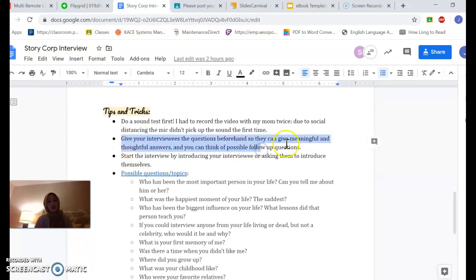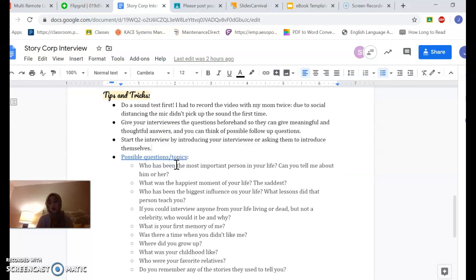You also want to give your interviewees the questions beforehand. So just tell them, hey, these are the questions I'm going to ask you. Think about your responses. It'll be more meaningful for them, and then you can also think about what follow-ups you want to ask. Also, you introduce that person, or have that person introduce themselves to us.